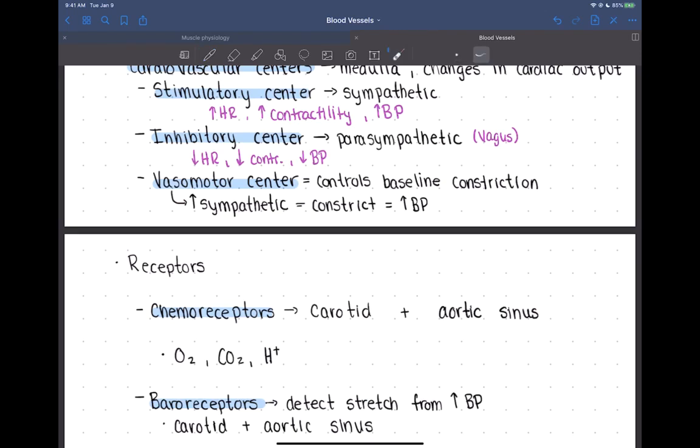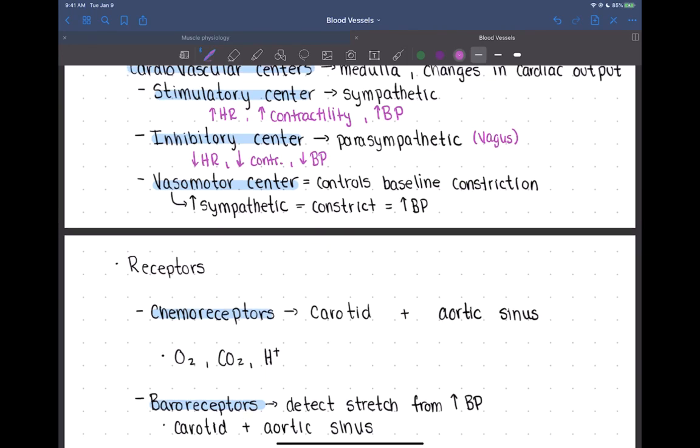So this vasomotor center sets the baseline of constriction in that vessel, all right? That's the job of this center. So under normal conditions, how much constriction do we need on each blood vessel? And then these other centers, the stimulatory and inhibitory, can alter that level of constriction. So the baseline is set by the vasomotor center, and then that baseline can be altered.